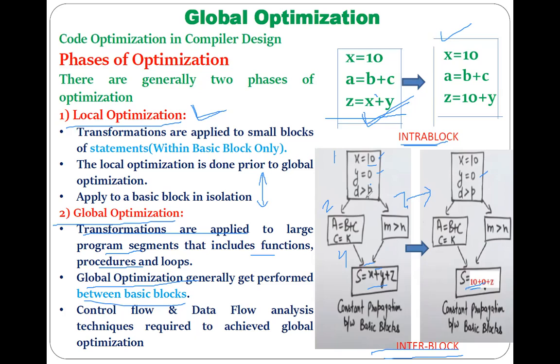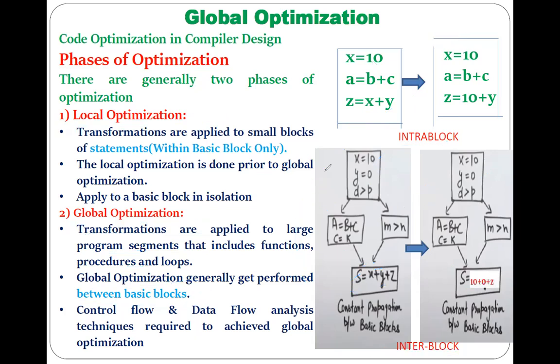Now, in order to perform this, you can see we are interacting with basic block 4. Basic block 4 needs to interact with basic block 1. Understood. Basic block 4 needs to refer to basic block 1. So this is the inter-block communication, the inter-block interaction in order to do the modification in the code. And this inter-block modification is considered a global optimization, where, as I have already mentioned, global optimization is generally performed between the basic blocks.